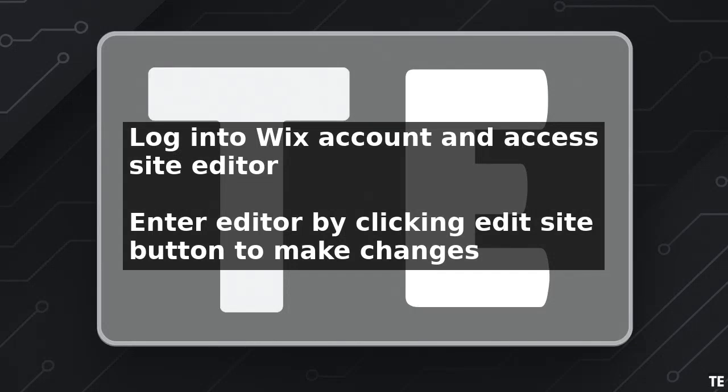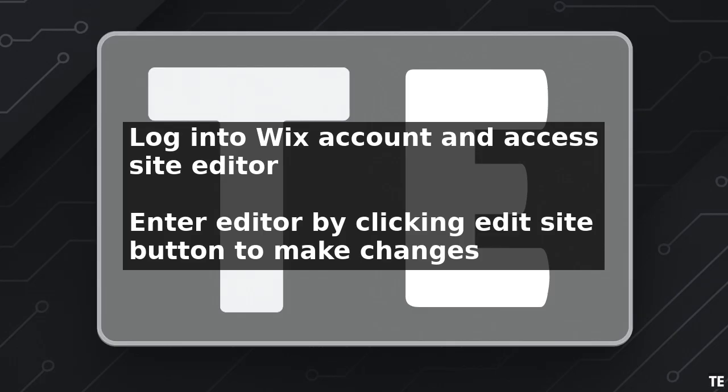To make changes to a Wix website after publishing, start by logging into your Wix account and accessing your site editor. The site editor is where you can make all the necessary changes to your website. First, click on the Edit Site button to enter the editor. Once you are in the editor, you can make changes to your website's content, layout, and design.